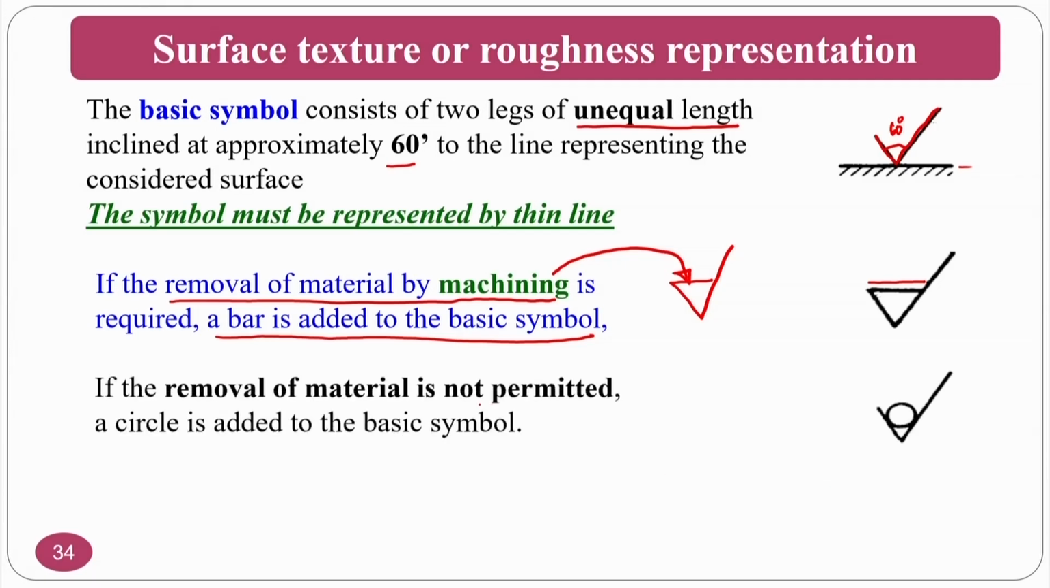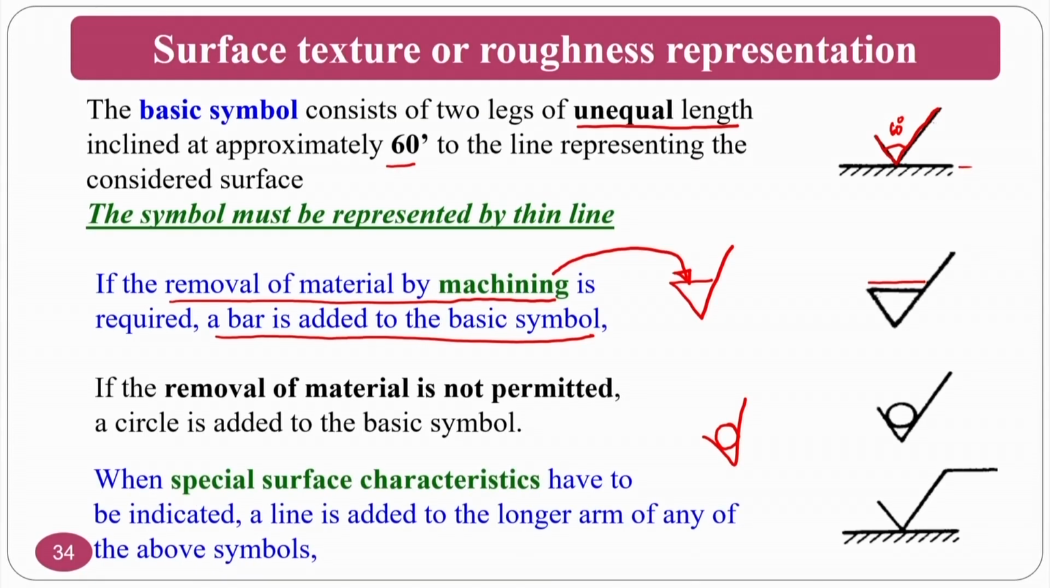Now, material removal is not permitted. That means I want a particular surface roughness without removing material, then you represent it with a 0. Assume this 0 represents no material removal. Assume that I want a product wherein there should not be any material removal, but I want 5 micron surface roughness. If it is a castable product, you just cast it and give it. You need not do any machining process on top of it. That surface will be represented like this.